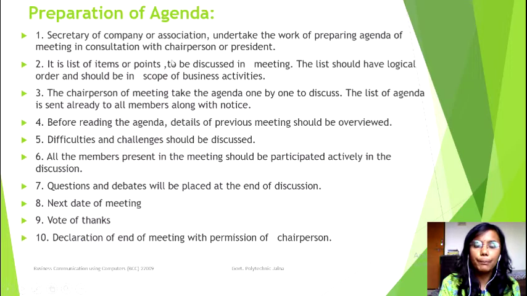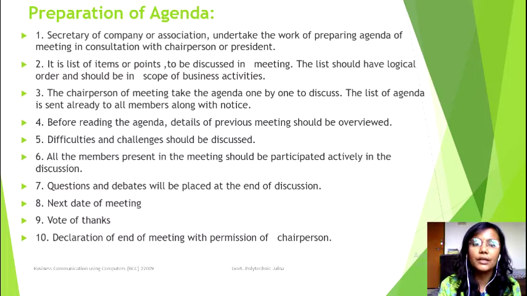And then preparation of agenda. When preparing the agenda, you have to take all these points for consideration. First, the secretary of the company or association undertakes the work of preparing the agenda of the meeting in consultation with the chairperson or president. Then it is the list of items or points to be discussed in a meeting. The list should be in logical order and should be in the scope of business activities only. Then the chairperson of the meeting takes the agenda one by one to discuss.